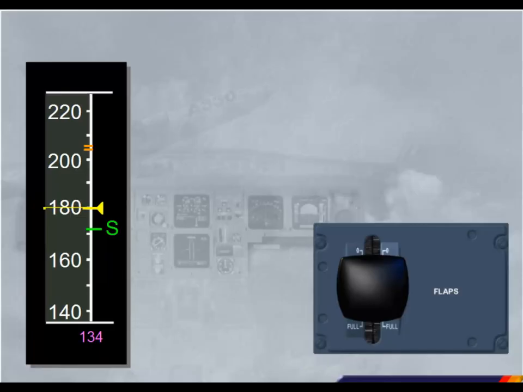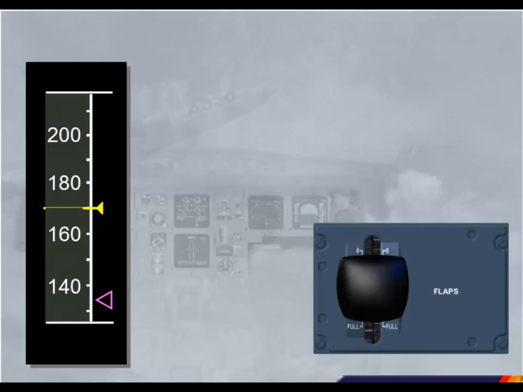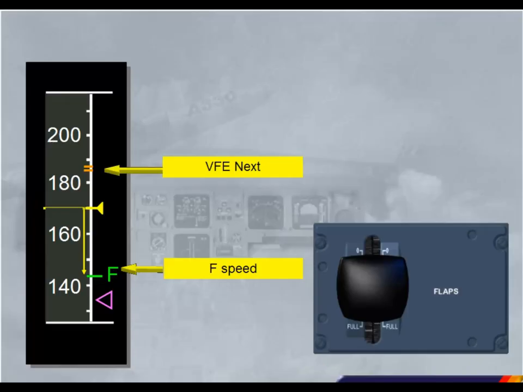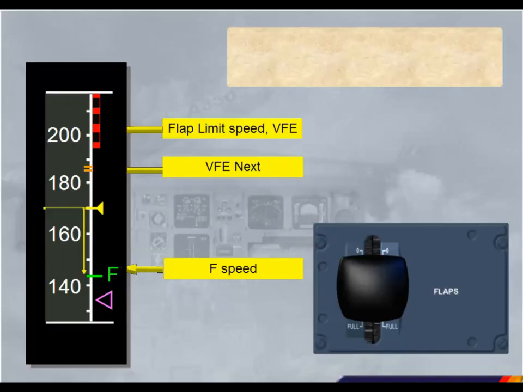As soon as the flap lever is in position 2, S-speed is removed. F-speed and a new VFE next indication will appear. The flap limit speed will move to a new limit.